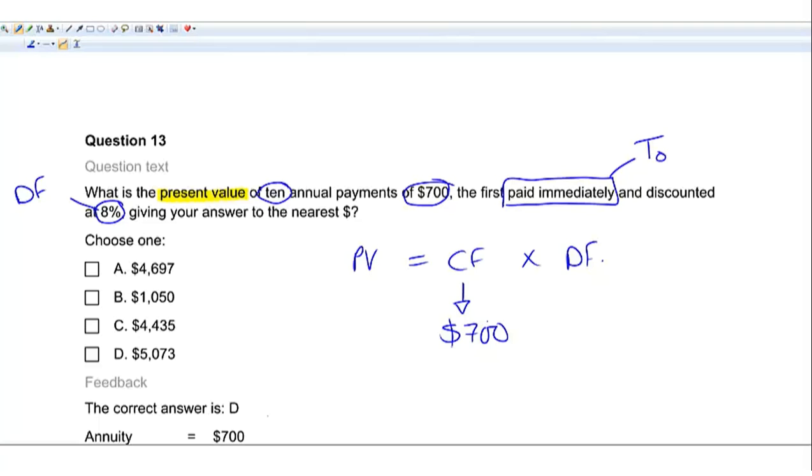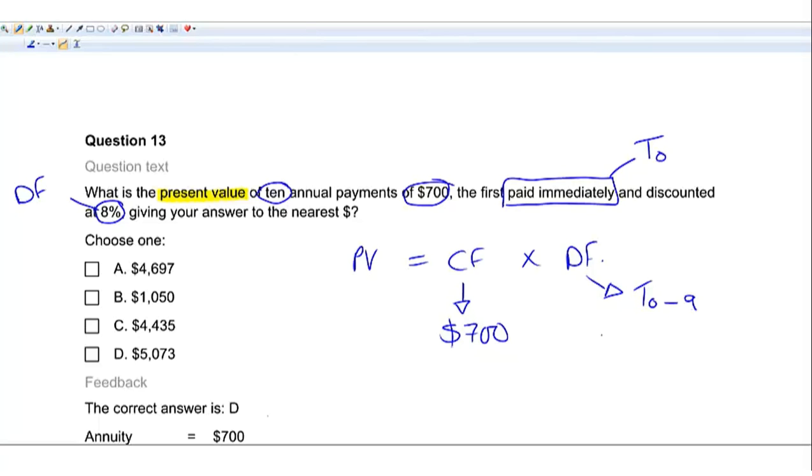Because it's paid immediately, we just need to be a little bit careful with the cash flows. Instead of being time 1 through to 10 for the 10 annual payments, because it's paid immediately, it's time period 0 through to time period 9. So 0 through to 9 would equate to the 10 annual payments.